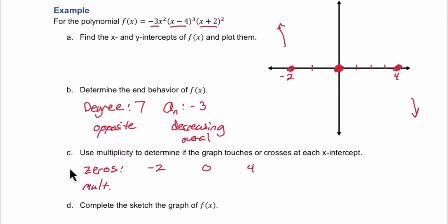The multiplicity of -2. First of all, -2 is coming from this factor, which has a power of 2, which means the multiplicity is 2. The 0 is coming from this factor, which has a multiplicity of 2. And then 4 is generated by this factor, which has a multiplicity of 3.